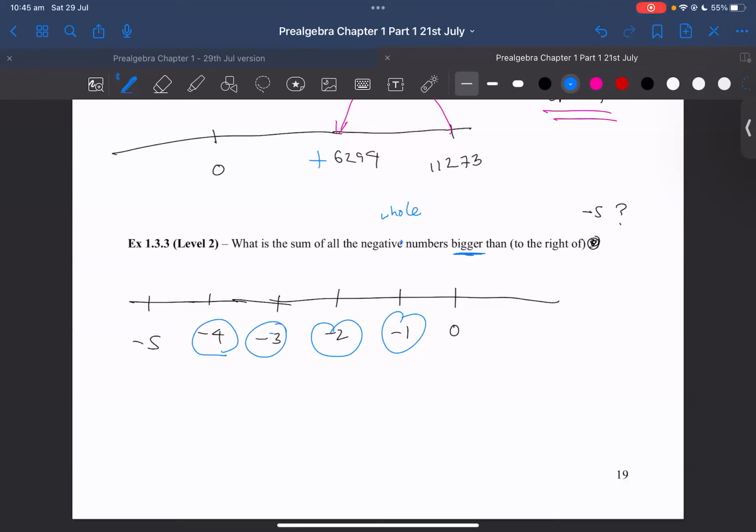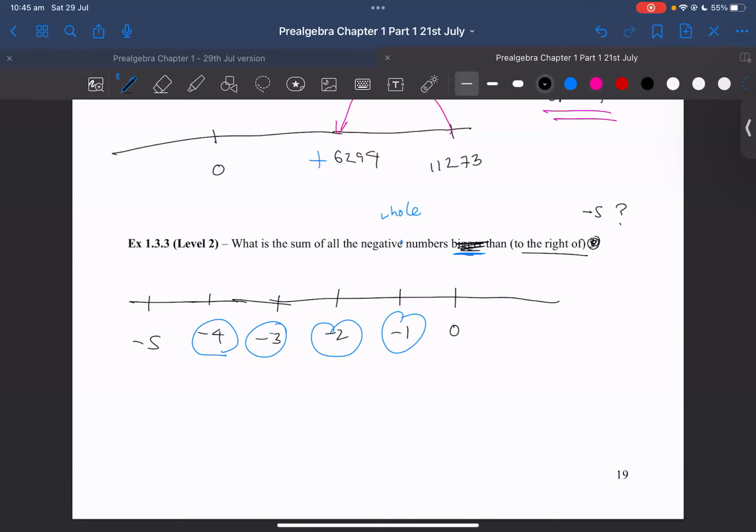I don't yet have whole negative numbers that are bigger. Okay, it's okay. So this is a different version. I'd say to the right. Ignore the bigger then. Negative numbers that are to the right of -5. They're bigger as in they're closer, they're more to the right. That's all that I care about.